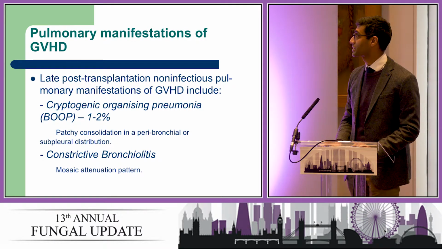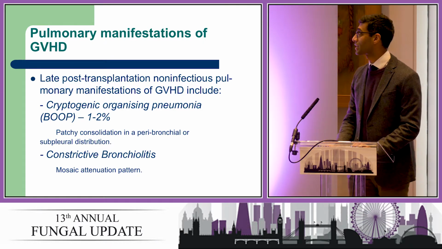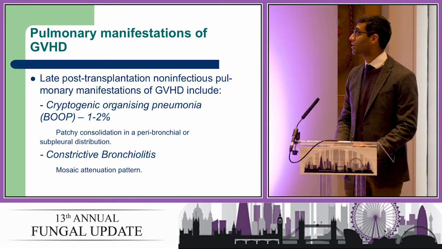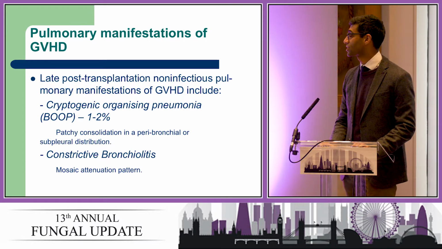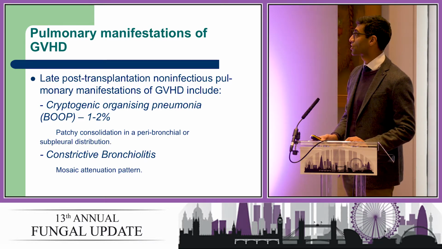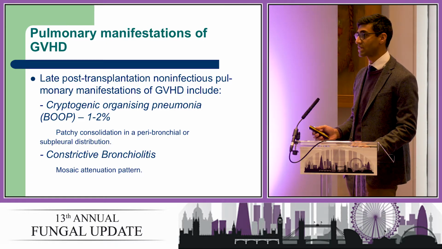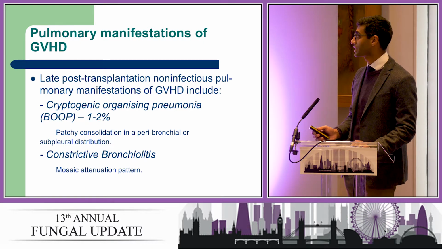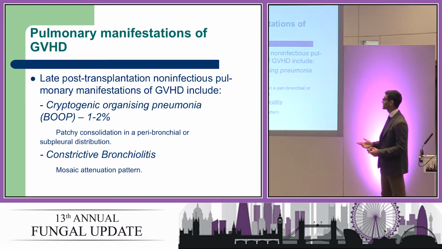So pulmonary manifestations of graft versus host disease. Now we're moving to above the diaphragm, and these occur typically after day 100. And so this is a late post-transplantation non-infectious manifestation, and it has two typical imaging appearances. The first is of cryptogenic organizing pneumonia, and that's the less common form. The more common form is constrictive bronchiolitis, which is seen in up to 10% of cases. And the imaging appearances are also typically very different.